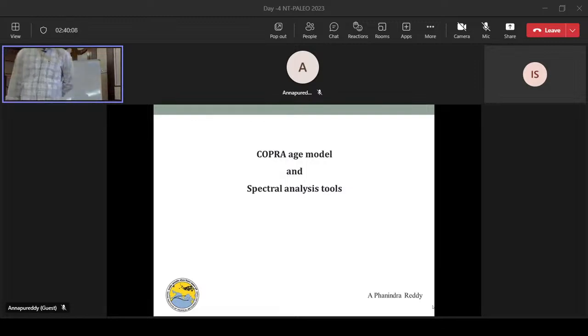I may not deal with everything in this lecture. However, I'll try to show some of the information I can complete in this talk. First I'll be dealing with the Copra age model.